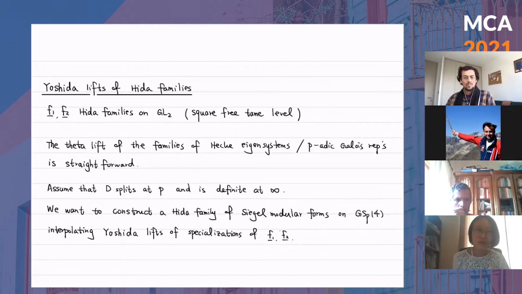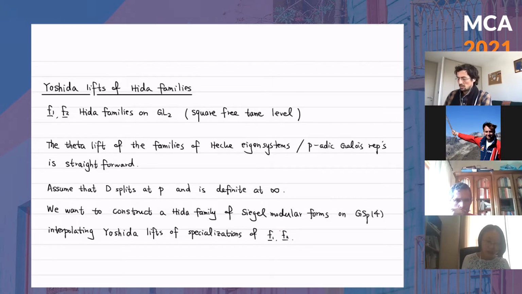But for applications, for example for studying congruences, you really want a family of actual forms instead of just eigensystems. That's what we want to construct here.